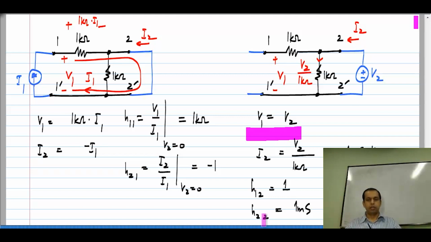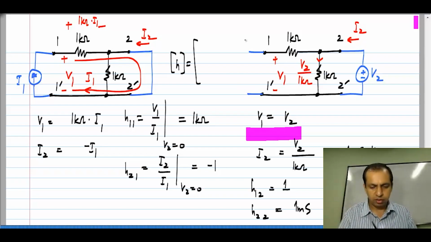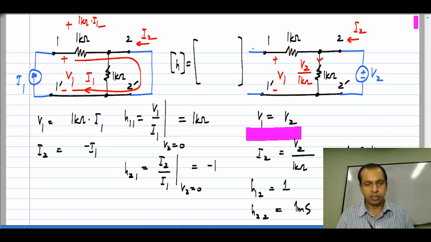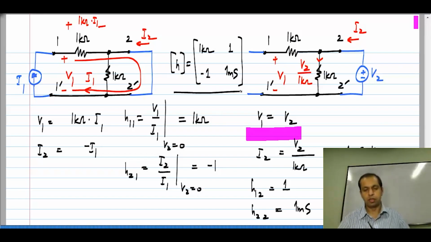So, the H parameter matrix for this circuit as expected has hybrid quantities. The resistance here is 1 kilo ohm, this is 1, this is minus 1, and there we have 1 millisiemens. So, that is the H parameter matrix of this circuit.